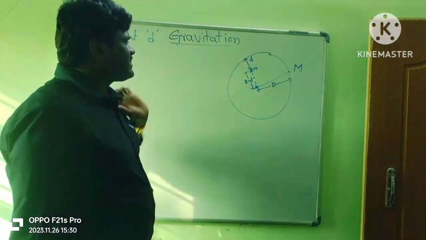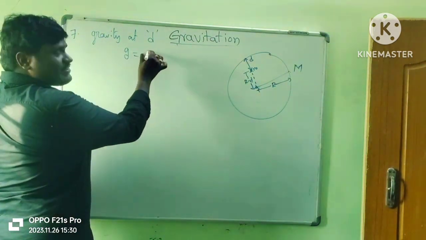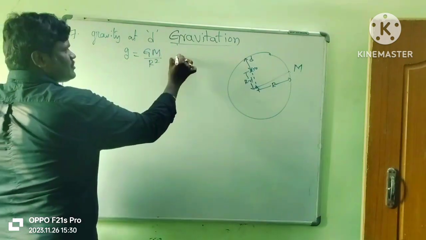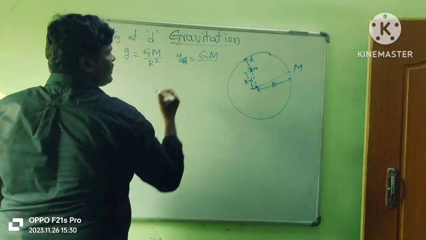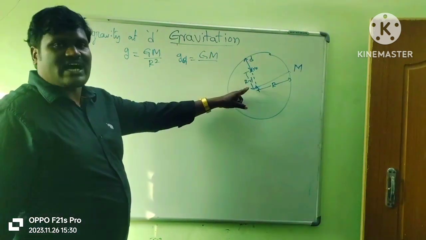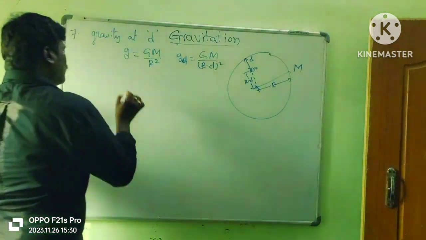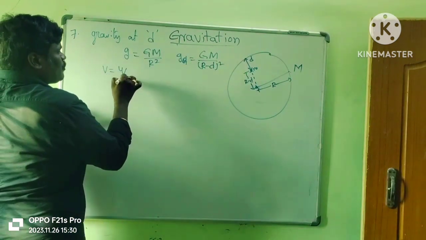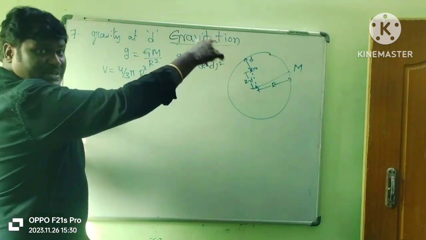Now at this point what is the gravity? According to the g and capital G relation, g is equal to capital G capital M by R square. Now what will gD be? gD is equal to GM by R minus D whole square. Now we know the volume of the sphere V is equal to 4 by 3 pi R cube, because it is spherical.